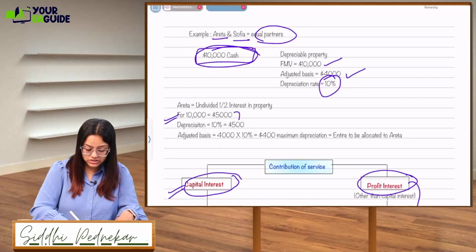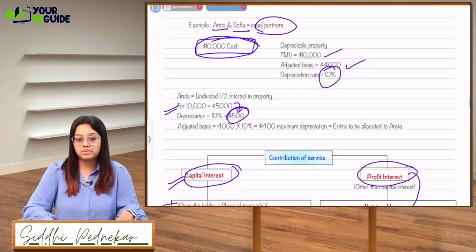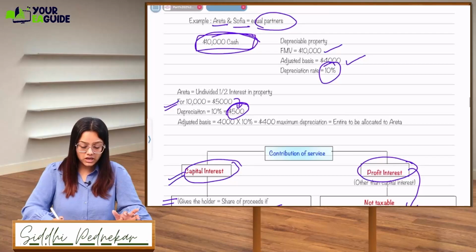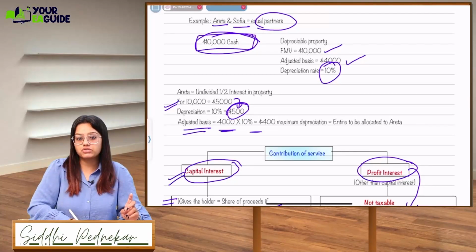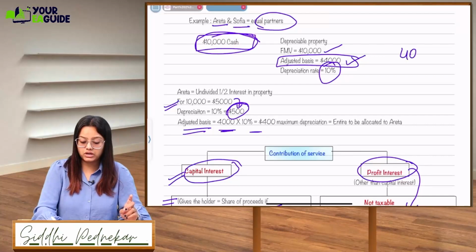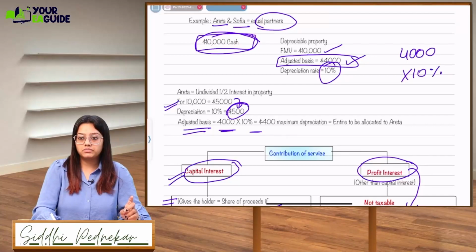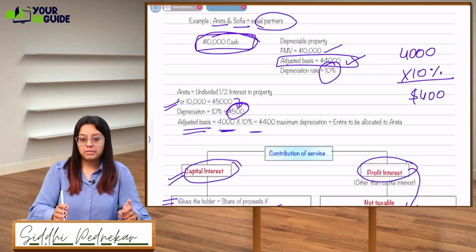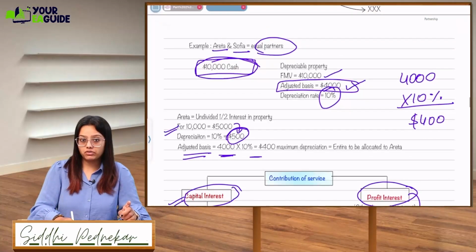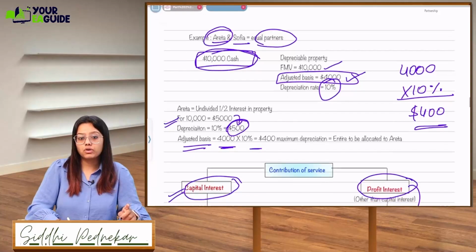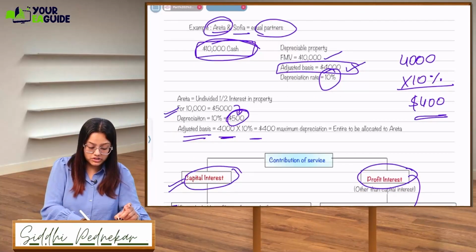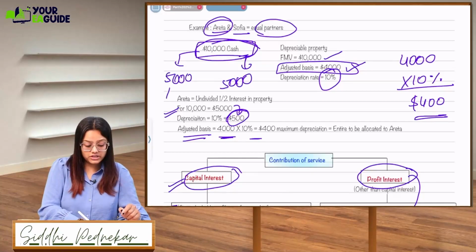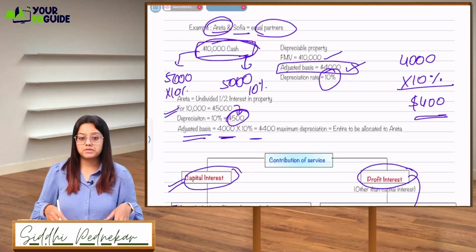So this 5,000 multiplied by 10%, $500, is my depreciation, which will be allocated to only one person. The adjusted basis is 4,000 into 10%, meaning this property has an adjusted basis of 4,000. On that, what is my depreciation? It is $400. Got it, guys? So now what will happen? The maximum depreciation that can be allocated to Arita is just $400. Arita has how much share in this cash? 5,000 and 5,000. What is the depreciation percentage? It is 10%, right? 500, and when you apply the remaining 10% over here, it is 500.